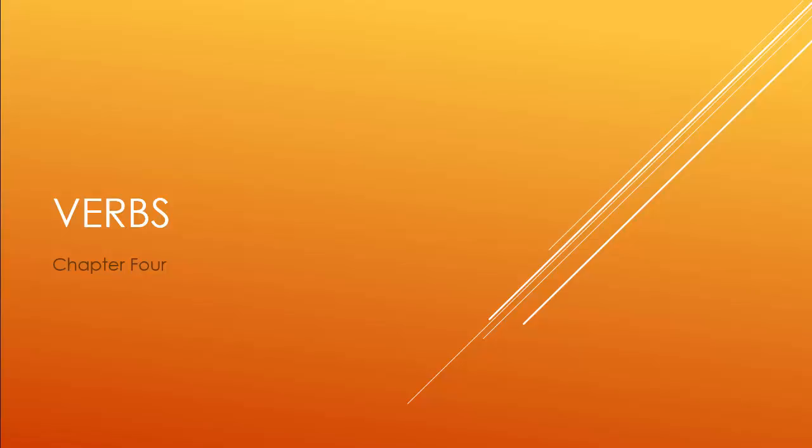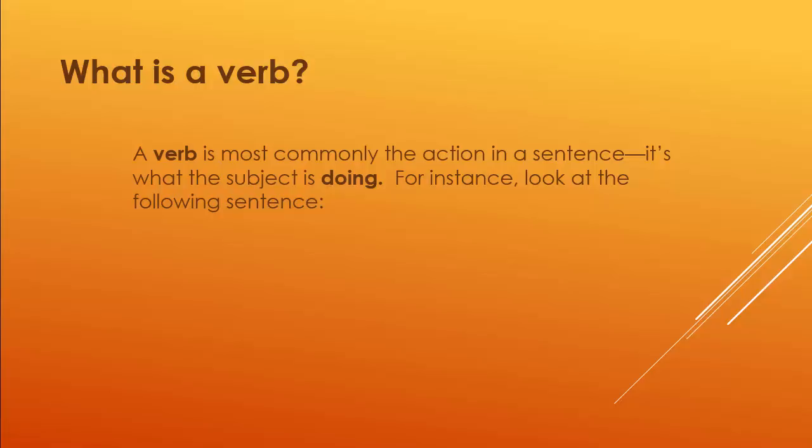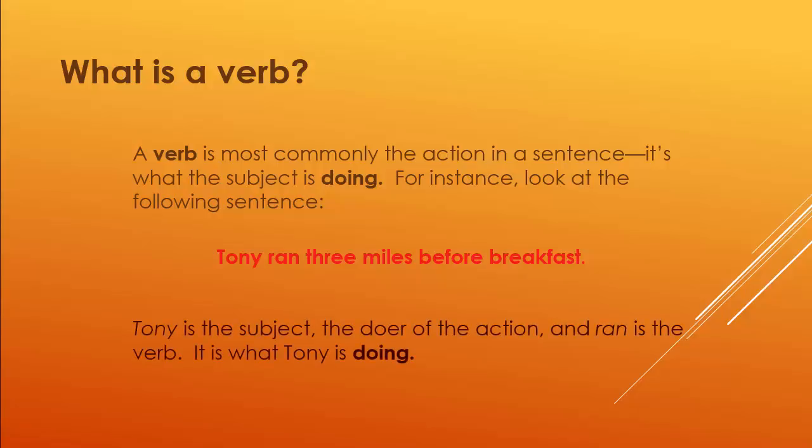Verbs, Chapter 4. What is a verb? A verb is most commonly the action in a sentence. It's what the subject is doing. For instance, look at the following sentence. Tony ran 3 miles before breakfast. Tony is the subject, the doer of the action, and ran is the verb. It's what Tony is doing.